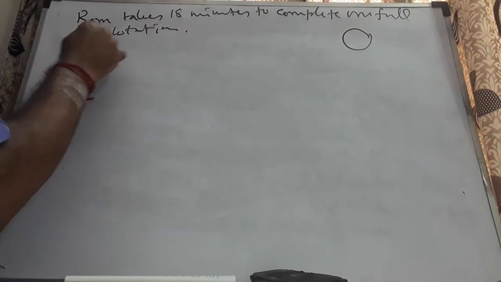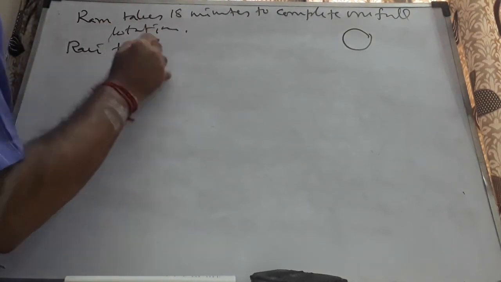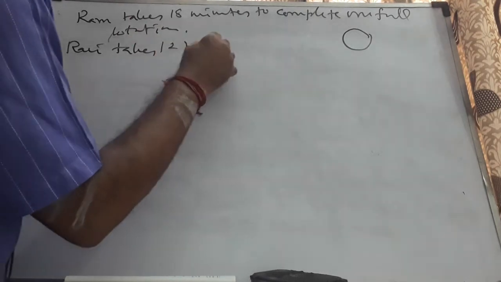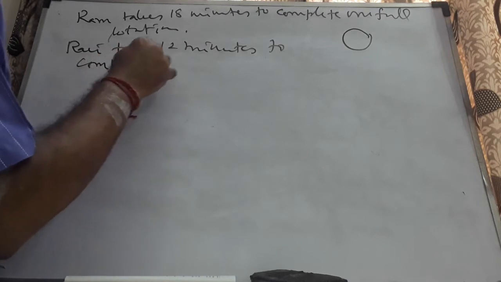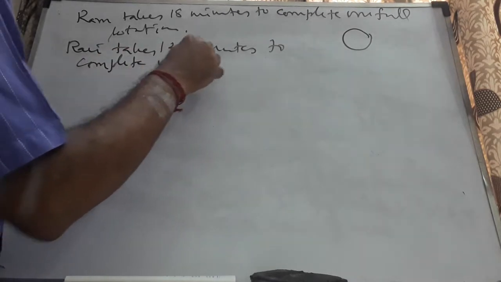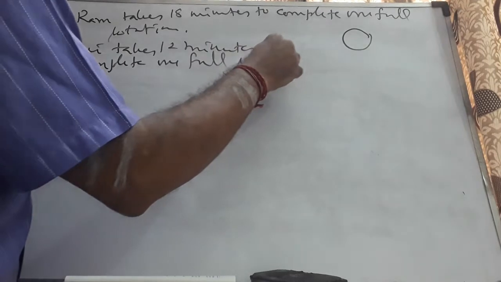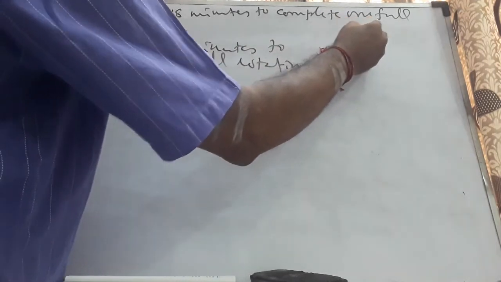Okay, Ravi takes 12 minutes to complete one full rotation. The circular path is there. This is the starting point. Let us say they both start at the same point, at the same time.